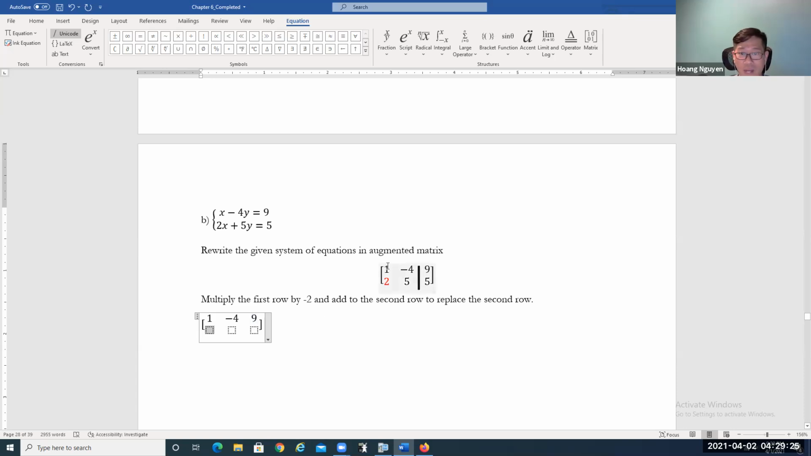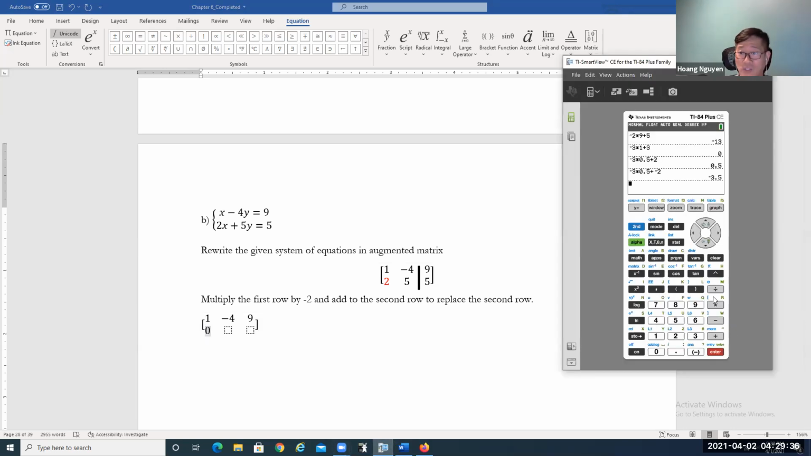The second row, now we're going to do all the operation. Multiply the first row by -2. -2 times 1 is -2. -2 plus 2 is going to be 0. Or you might do it with the calculator to be safe, right? So we take -2 times 1 and plus 2. So it's going to be 0. That's how we got this element 0.